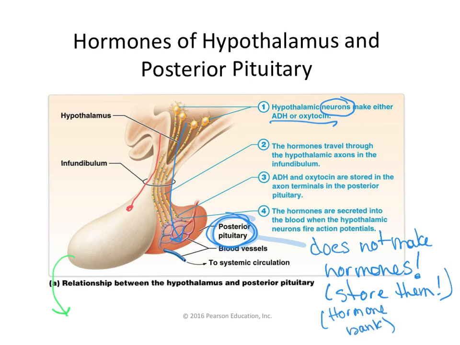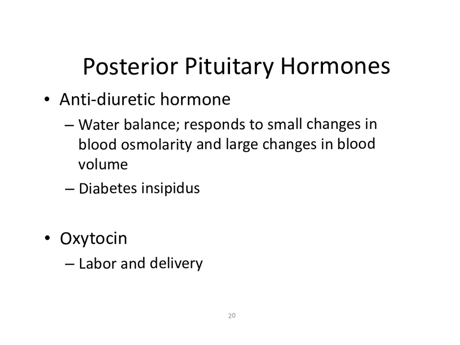Fortunately for us, there's only two hormones that are created by the hypothalamic neurons and stored in the posterior pituitary that we're going to need to know. ADH and oxytocin are those two hormones. Well, what do those two hormones do? I'm so glad you asked. Your posterior pituitary hormones, remember, made by the hypothalamus, stored in the posterior pituitary, are basically just these two. There's one that's antidiuretic hormone, and the other one is oxytocin.